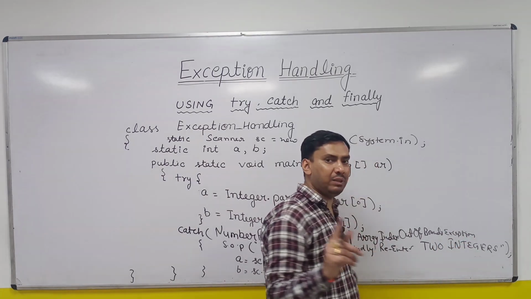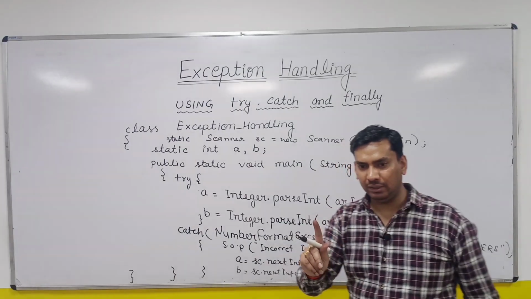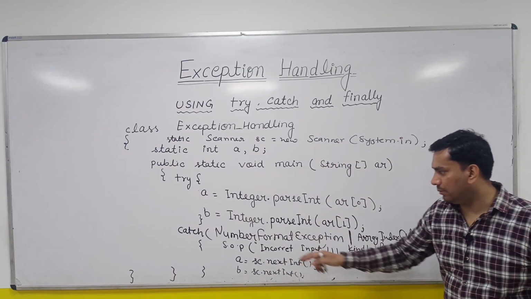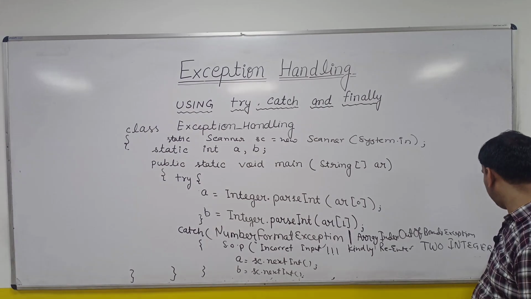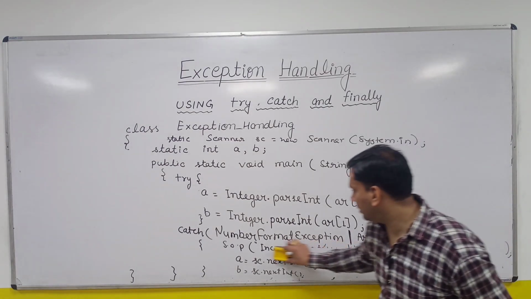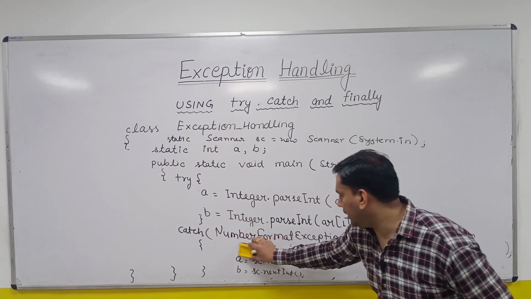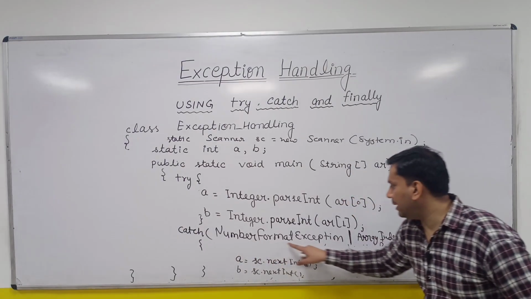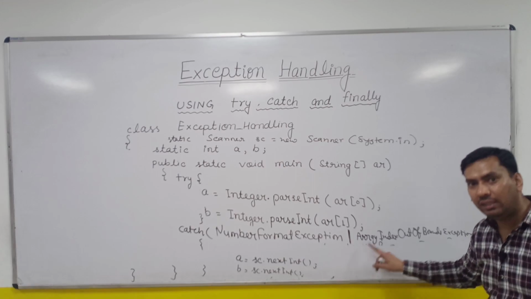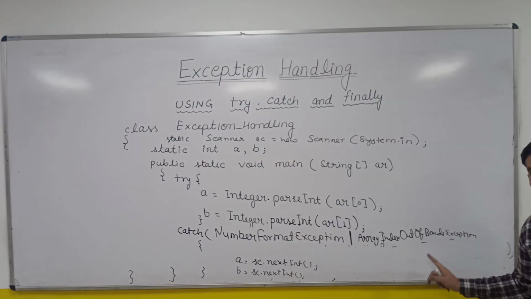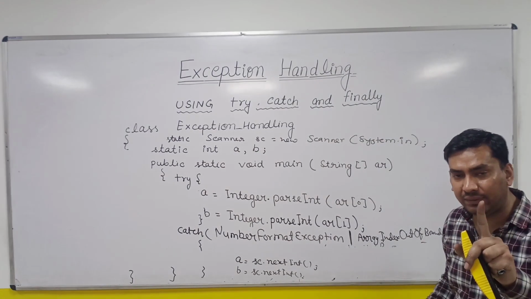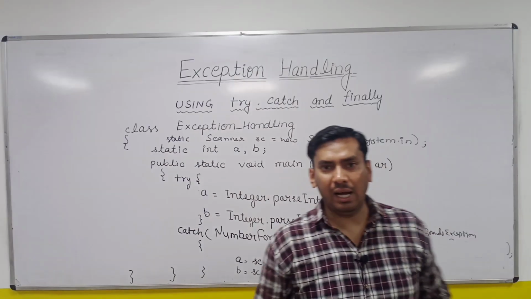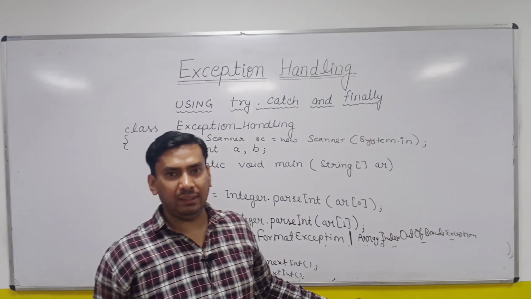But here there will be only one reference variable. You will not write two reference variables. Let me remove this so that it can be more clear. So here the point is that you will not write like this: NumberFormatException n or ArrayIndexOutOfBoundsException a. There will be only a single reference variable. These questions are asked in the Oracle certification exam.